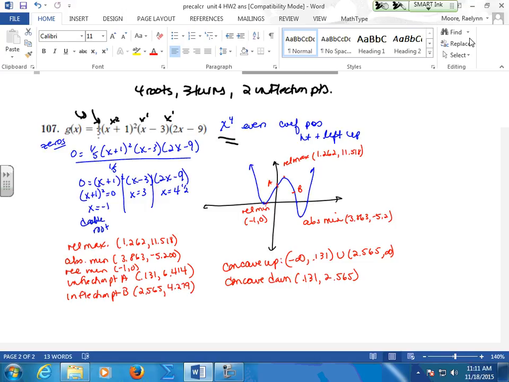Okay, I'm going to start here. It's already factored for me. This is in factored form. How nice is this to set equal to 0? I can get rid of my 1/5. I can set each one of these to 0.